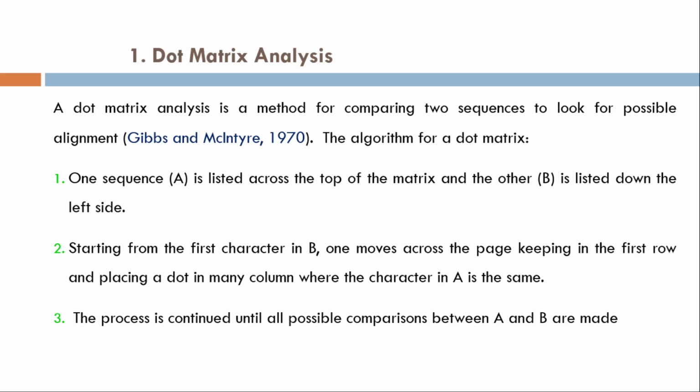The algorithm for a dot matrix: what we actually do in the dot matrix analysis is that one sequence is listed across the top of the matrix, and the other, which you can call sequence B, is listed down the left side.